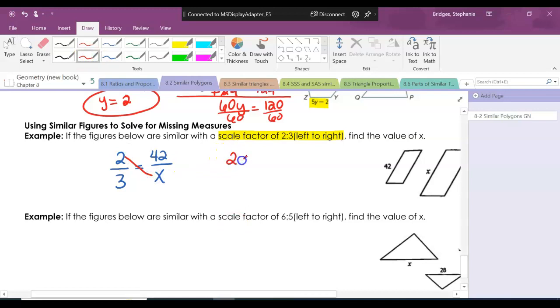We're going to multiply 2 times x. Set that equal to 42 times 3, which is what? 126. Then we can divide by 2, and what'd you guys get? 63.